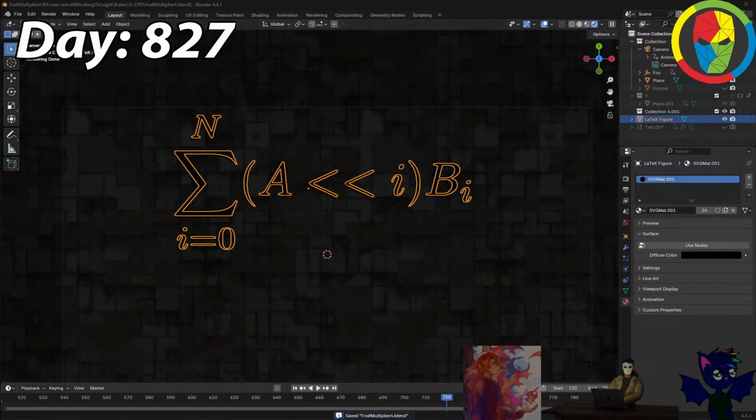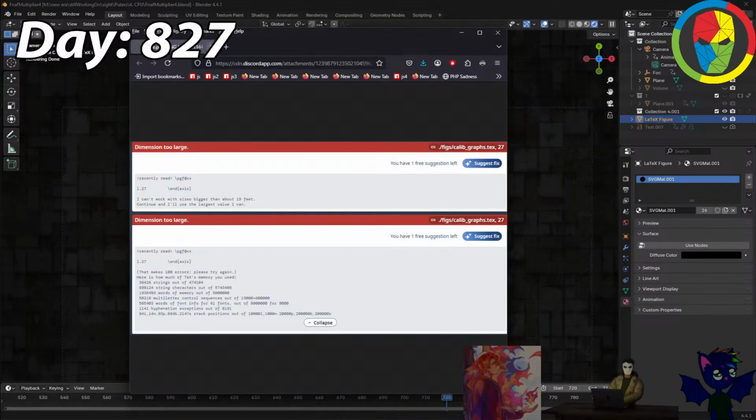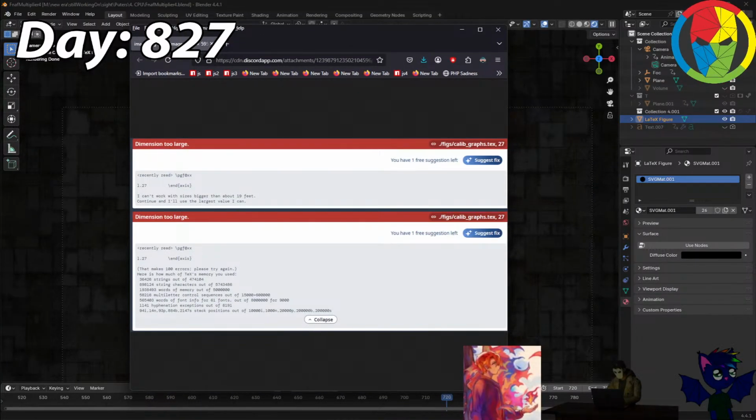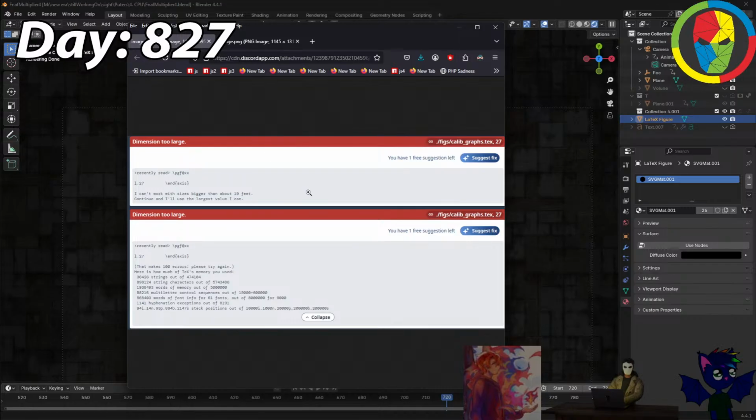But hold on. Can I show it on stream? Yeah, sure. All right, there we go. And this was the actual warning thing, at the bottom. So when there's a warning, it says something's wrong and it tries to do something to fix it. And the red ones are actual errors where it just doesn't. Axis range for X and Y is approximately empty. So it just says enlarging it.